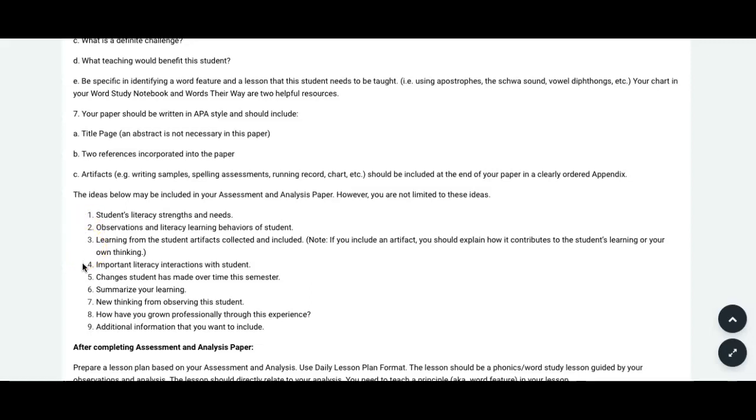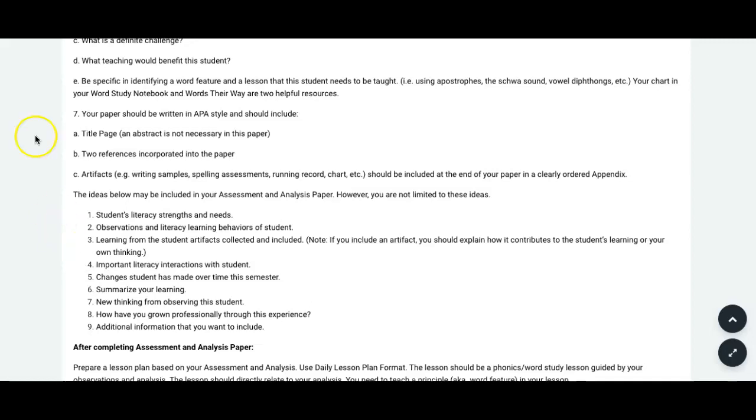What important literacy interactions did you have with the student? What changes did the student make over your tutoring sessions? Summarize your learning. Was there new thinking from observing this student? Have you grown professionally through this experience? And any additional information that you would like to include.